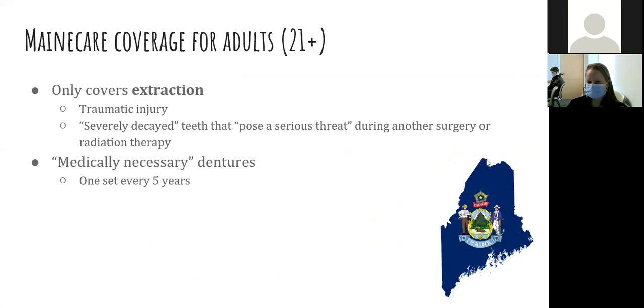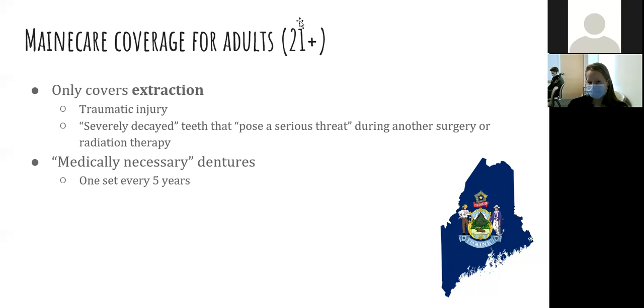Now, because I'm an adult provider, I specifically looked through the MaineCare Reimbursement Manual, and it was super depressing. Adults, so people older than 21 who are on MaineCare, it only covers extraction, and it only covers extraction if you either break a tooth, so if you had a traumatic injury, or if your teeth are severely decayed enough so that they pose a serious threat during another surgery or radiation therapy. And this is language taken specifically out of this manual.